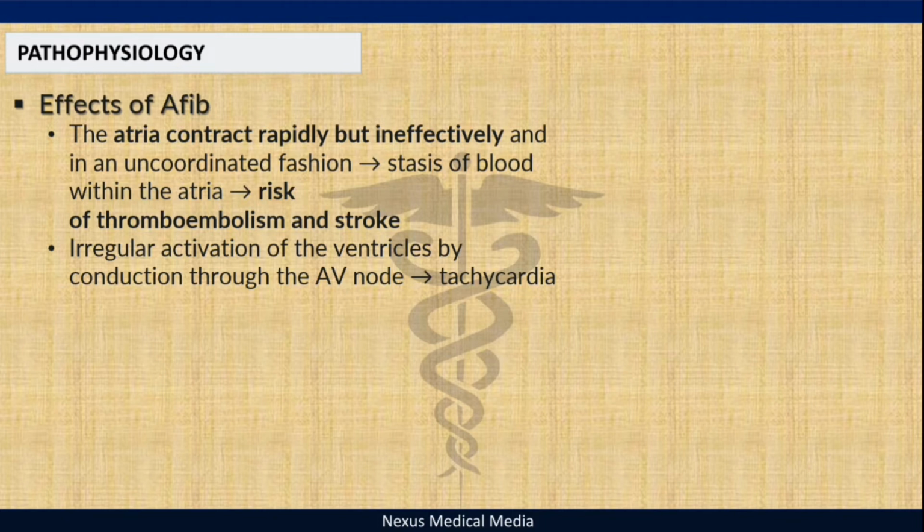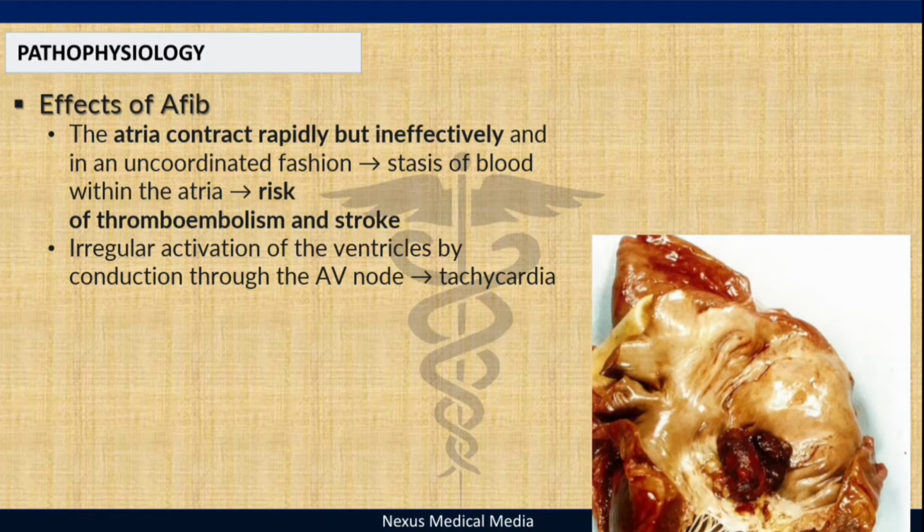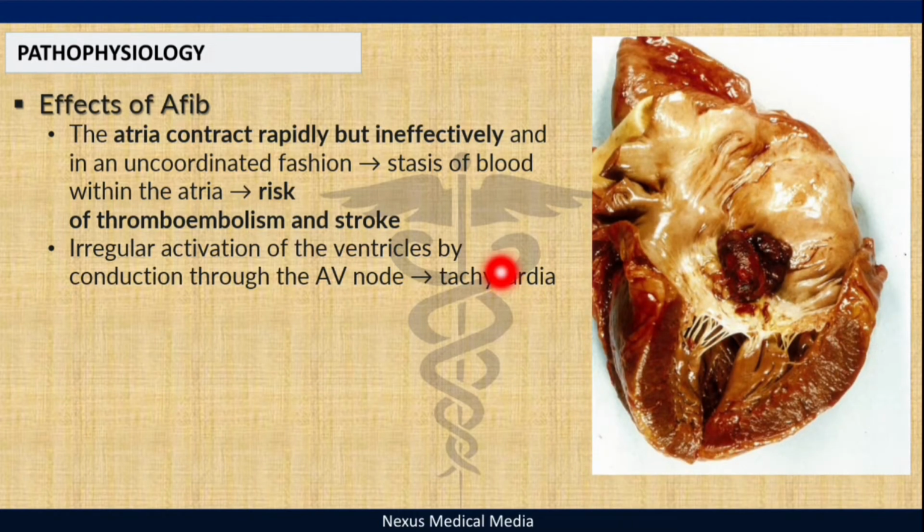Pathophysiology, right? The effects of atrial fibrillation. The atria contract rapidly but ineffectively and in an uncoordinated fashion. This will lead to stasis of blood, and if the blood is in stasis, this increases the risk of thromboembolism, and those thrombi can go to the brain and cause a stroke. Irregular activation of the ventricles by conduction through the AV node will lead to tachycardia, right? So if you look here, this is an atrium, and this is a thrombus here.